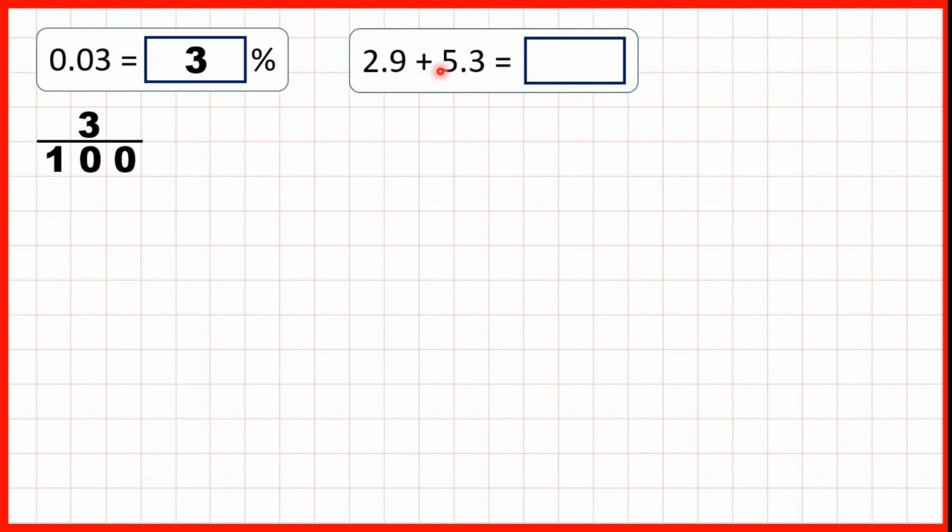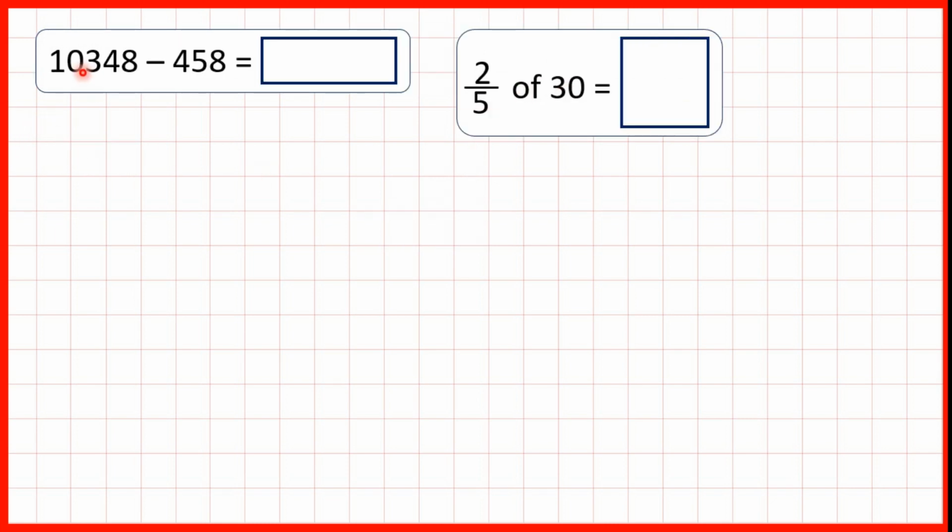Now we have decimal addition, so we can write out our question making sure that our decimal points are lined up, because that means our ones and tenths columns will be lined up as well. We need to also line up the decimal point in our answer, and now we can just add as we normally would. 9 plus 3 is 12, so 1, 2. 1 plus 2 plus 5 is 8, so our answer is 8.2.